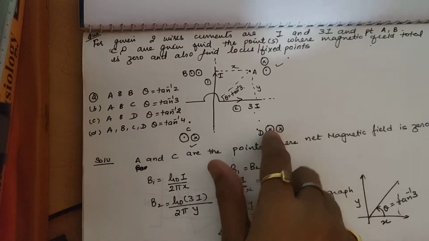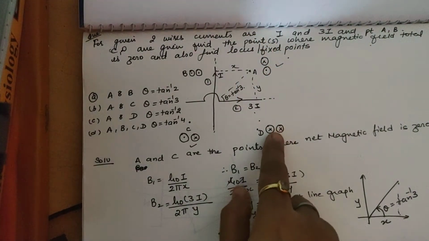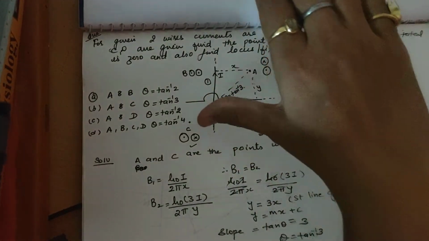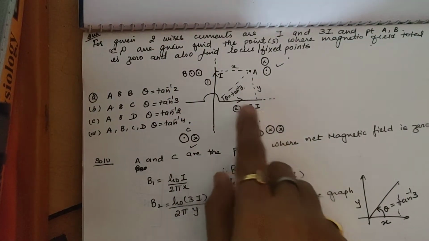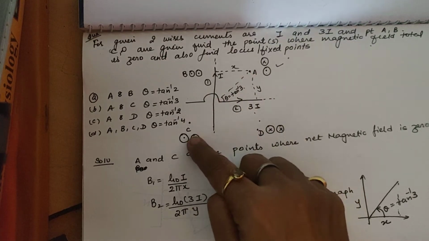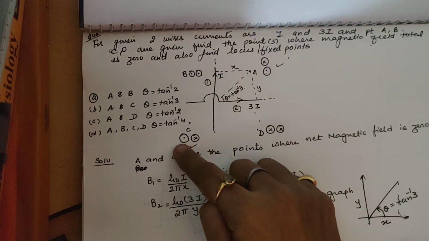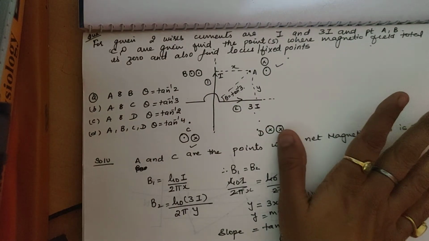Now for the D point, this is in the downward direction, and for the other wire at the D point, that is again in the downward direction. So there are two points where the field intensity can be 0 because they are in opposite directions, one in the upward direction and another in the downward direction. So the first option we can get is A and C.